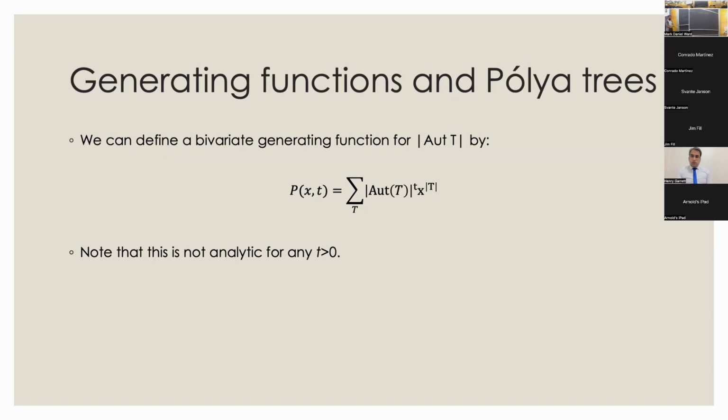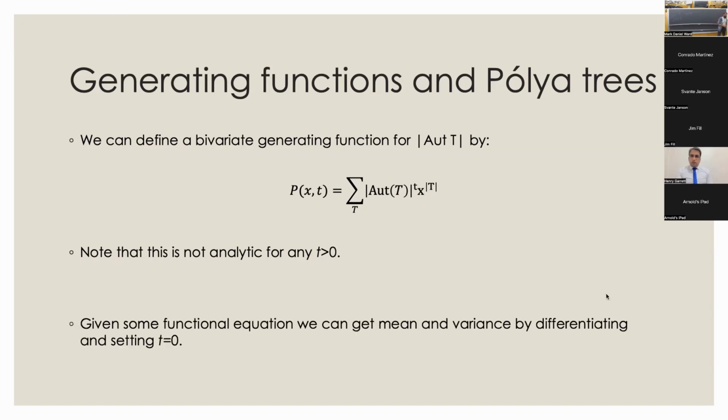Now we're summing over n, so for each size, we have x to the n. And this is not analytic for any choice of t larger than 0. So this means that this is not analytic where we would need it to be analytic for the singularity analysis to work usually. That's why we have to use a simpler function to make this work. But even though this is not analytic, we can actually get the variance and the mean by differentiating this formally and then doing singularity analysis still.